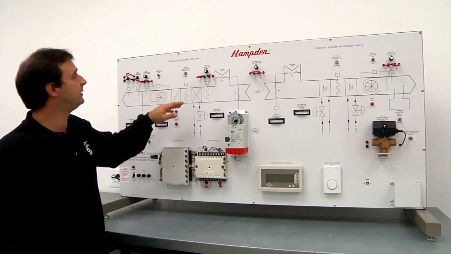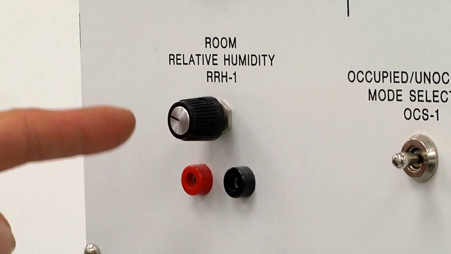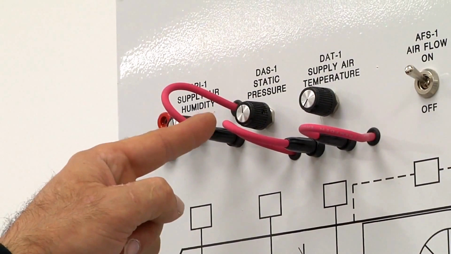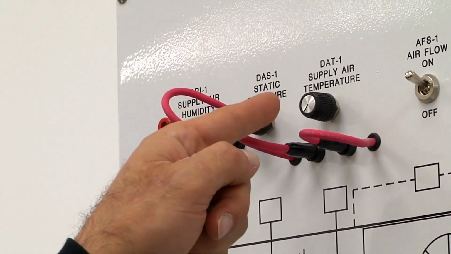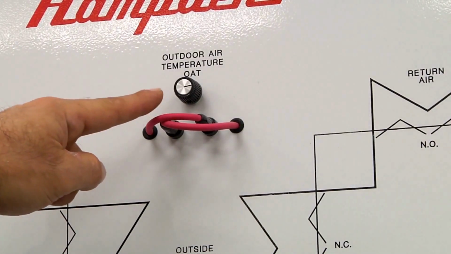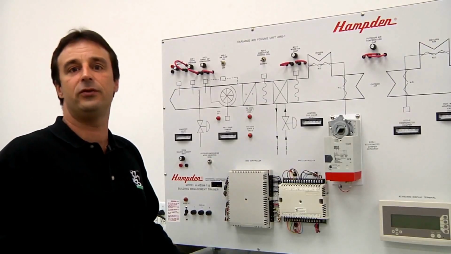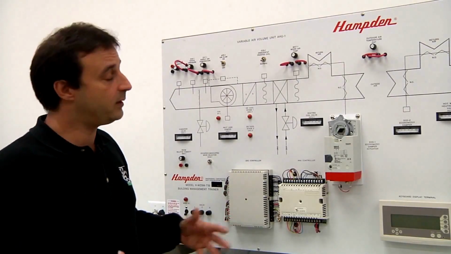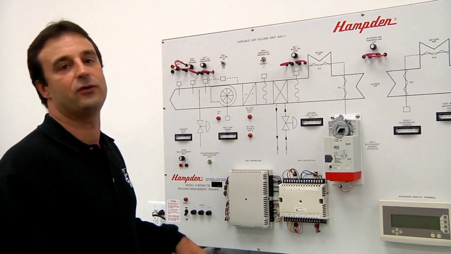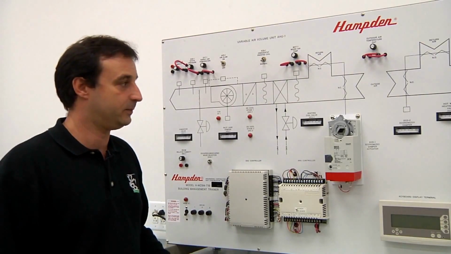We also have several dials, including a room relative humidity, supply air, discharge air static pressure, supply air temperature, and mixed air temperature, along with the outdoor air temperature. All of these dials can be used to manipulate the system so that the student can see how these changes actually affect the different systems.